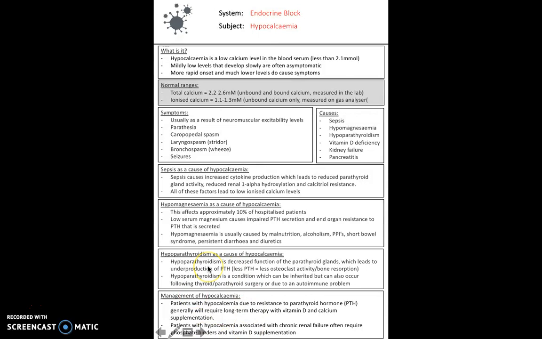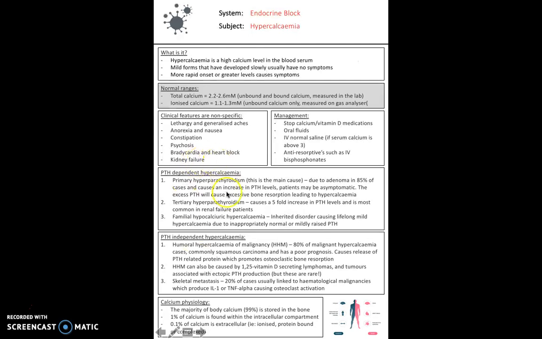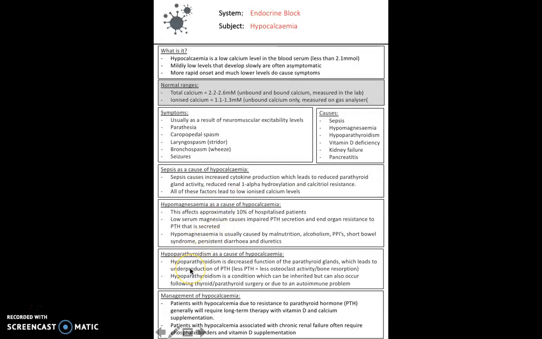It's also important to be aware of hypoparathyroidism as a cause of hypocalcemia. So remember, for hypercalcemia, we talked about primary hyperparathyroidism, but now we're thinking about hypoparathyroidism as a cause of hypocalcemia. In terms of management of hypocalcemia, we need to get those calcium levels back up. So it depends whether the patient is not producing enough PTH or whether they're resistant to PTH in the ways in which we'll go about treating this.